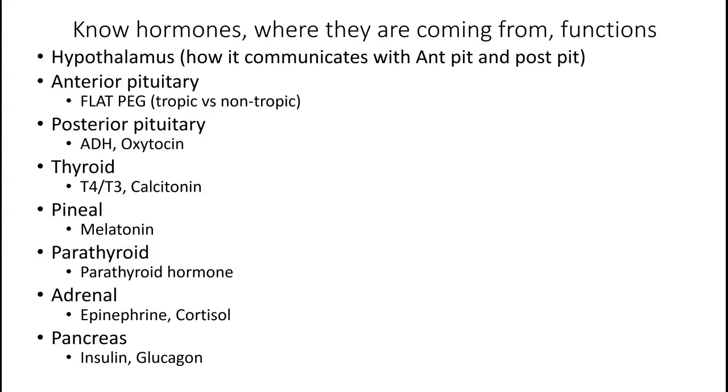So we also went through some of the different glands as well. We went through the thyroid, pineal, parathyroid, adrenal, and pancreas. You should know the hormones for the posterior and anterior pituitary. I gave you that little mnemonic for the anterior pituitary, FLAT PEG. The FLAT hormones are the tropic hormones. The PEG hormones are non-tropic. You should also know where the hormones are coming from, as well as their function.